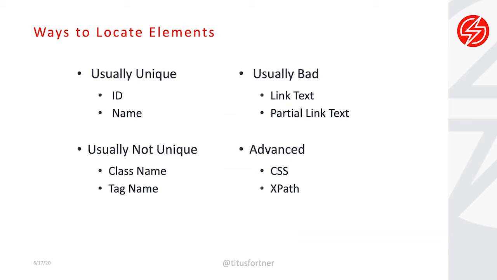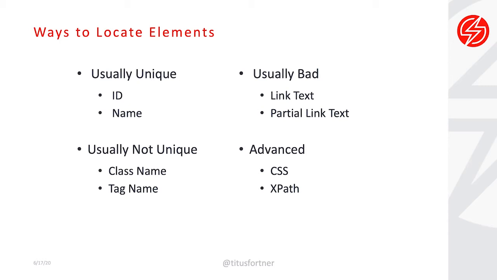ID and name are often unique. ID is supposed to always be unique, but there's nothing that forces that in the website. Names are often unique in forms unless they're like radio buttons or things that are grouping a collection. So those are often good ways to locate something if you have them. Class names and tag names are usually not unique. Tag names don't often change, but class names do. Every time you redesign a site, you're going to have different class names for everything.